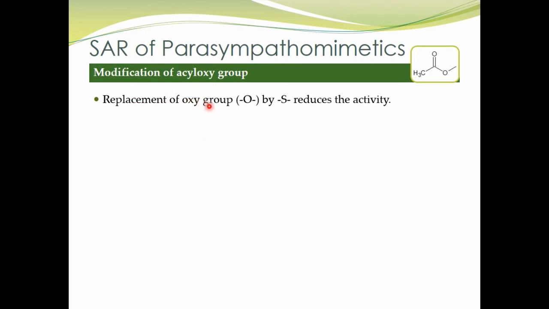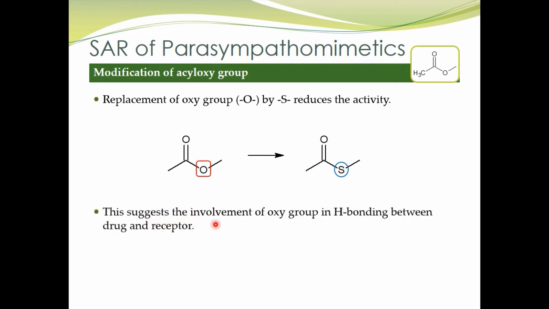Next point, replacement of the oxy group by sulfur reduces the activity. This is because of the involvement of the oxy group in H bonding between drug and receptor. It suggests that the oxygen atom is required to make a hydrogen bond with the receptor, while sulfur has less ability to form H bonding with the receptor.